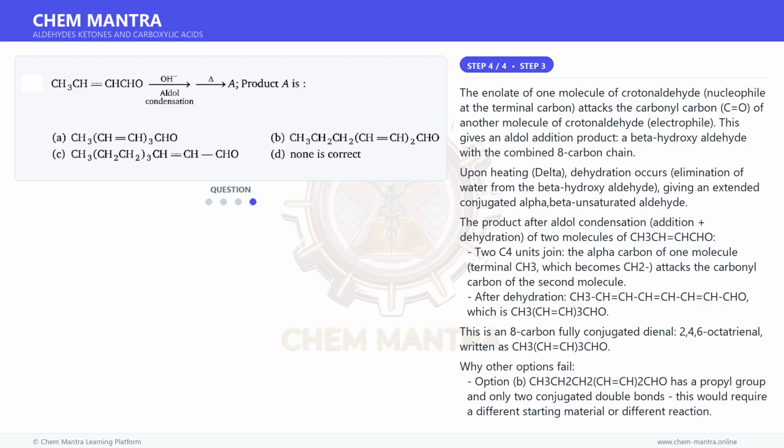Why other options fail? Option B, CH3CH2CH=CH-CH=CHO, has a propyl group and only 2 conjugated double bonds. This would require a different starting material or different reaction. Option C, CH3(CH2)3CH=CHO, is a saturated chain with only one double bond, inconsistent with conjugation from dehydration of an unsaturated aldehyde condensation product. Option D, none is correct, is wrong because option A is indeed the correct product.